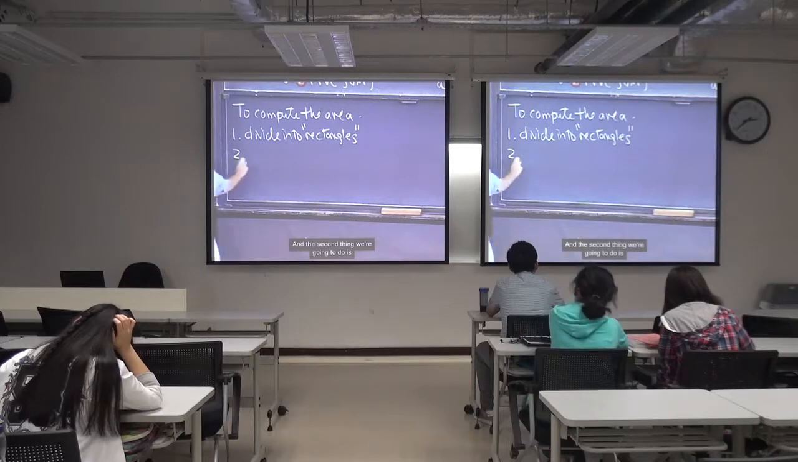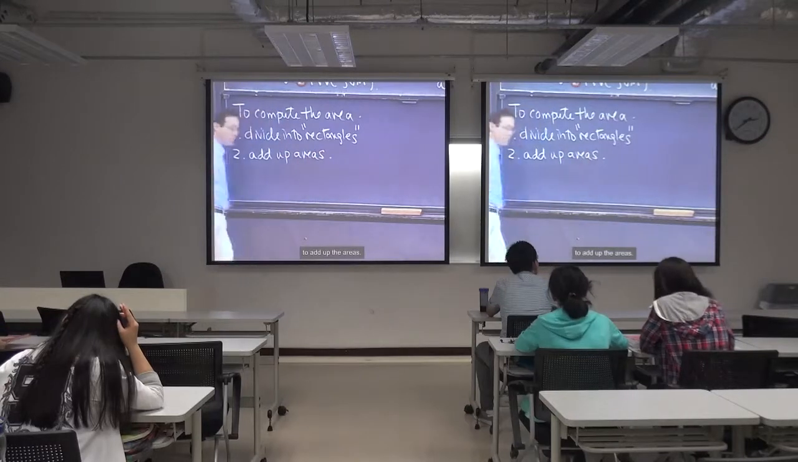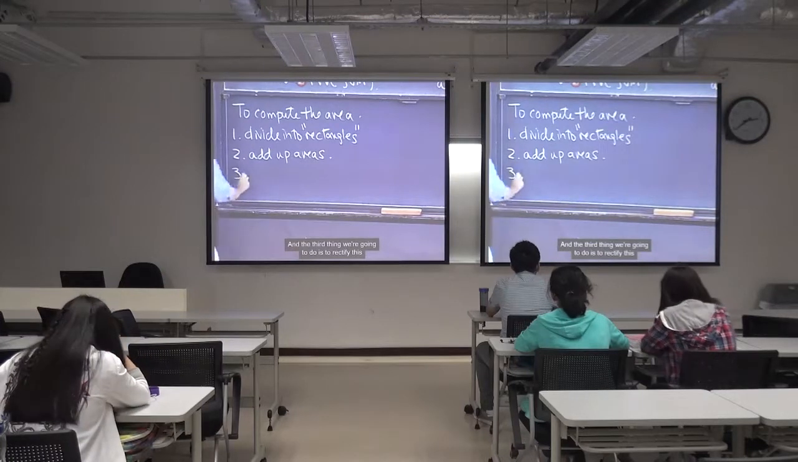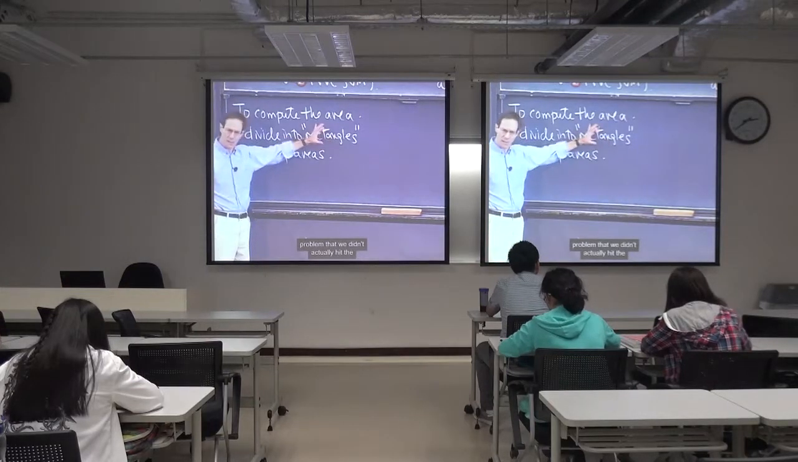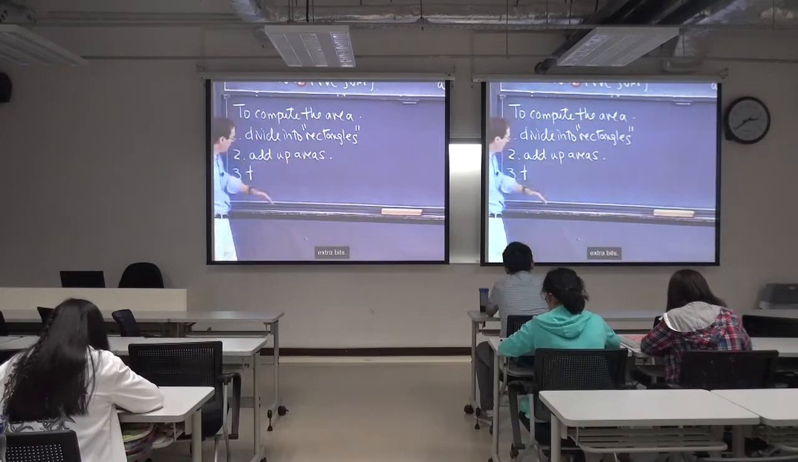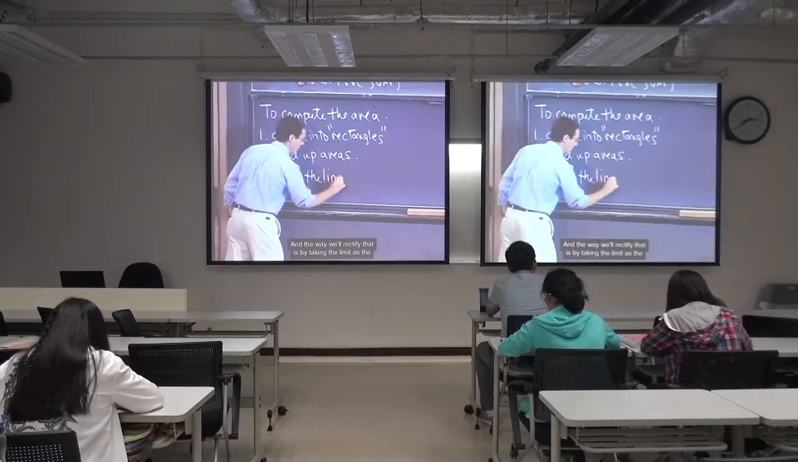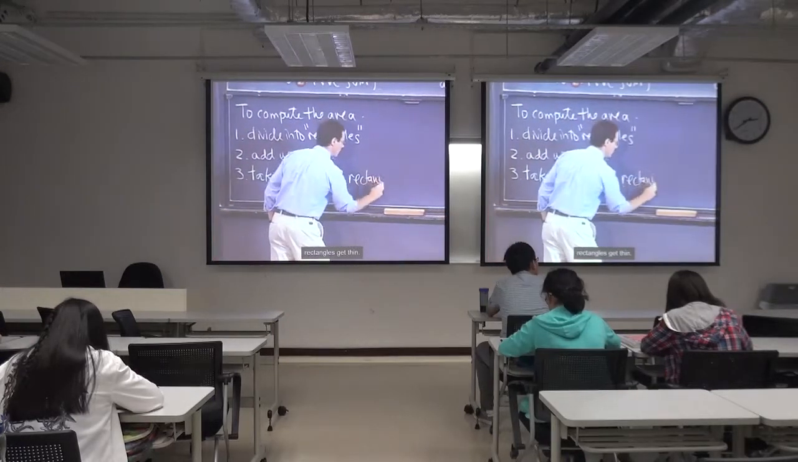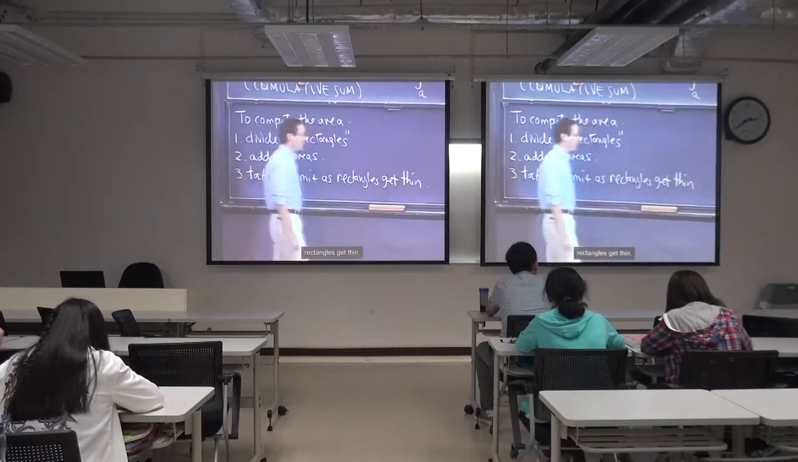The second thing we're going to do is add up the areas. And the third thing we're going to do is rectify this problem that we didn't actually hit the answer on the nose. We were missing some pieces or including some extra bits. The way we'll rectify that is by taking the limit as the rectangles get infinitesimal.